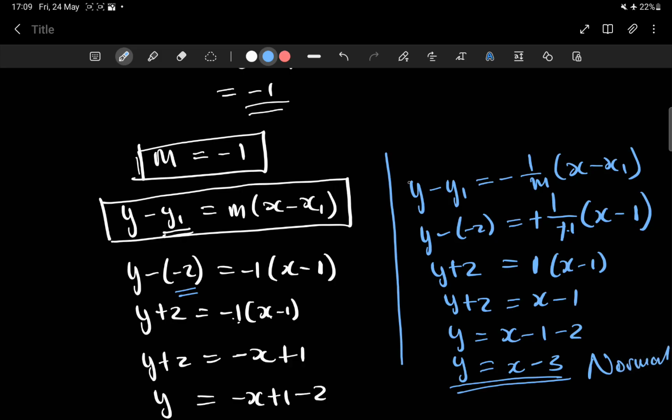You do everything. That's how easy it is, and that's the only part that changes. You first get the m. Then you say negative 1 over m, and then x minus x1. You're done, and that's it.